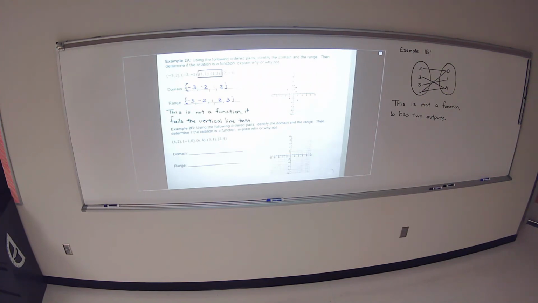All right, I want you guys to try example 2B. On your own, list the domain, list the range, graph it. Is it a function? Why or why not?